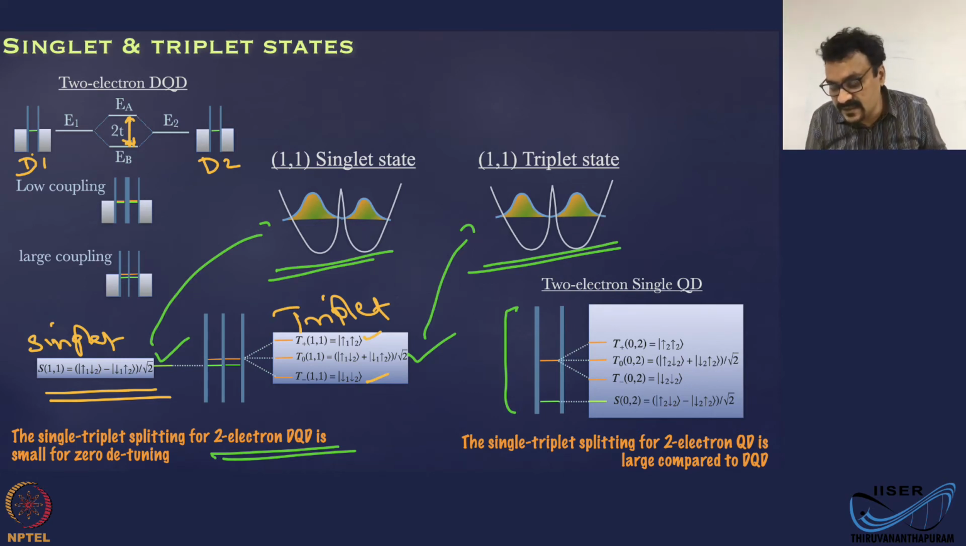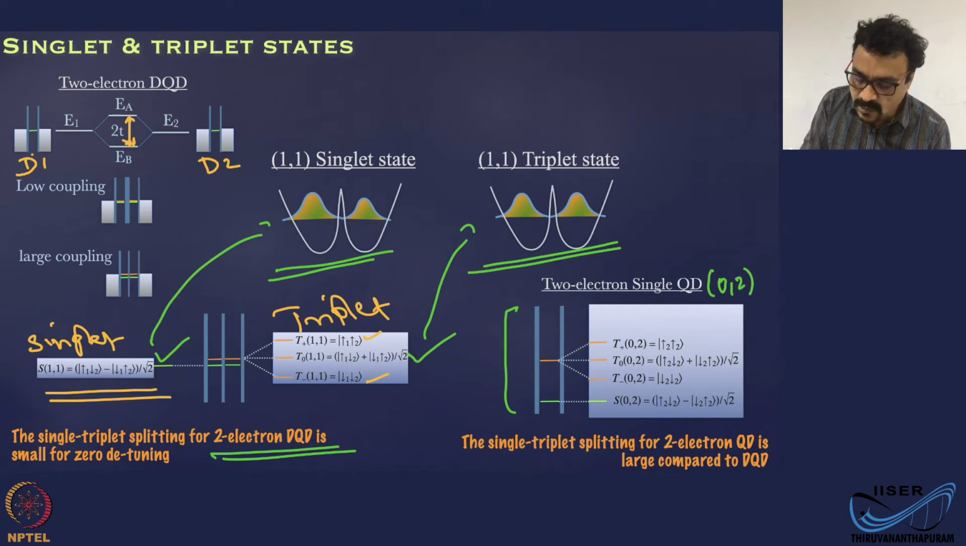Second case is 0-2. That means again you have 2 electrons in the system, but both of those electrons are in the same dot. That is dot 2. In this case you can also have dot 1. The discussion is invariant whether we have 2 electrons in the right dot or the left dot. When you have 2 electrons in the same dot, let me say that configuration as 0-2, you get these 4 states. You have the 0-2 singlet state and you have these 3 triplet states.